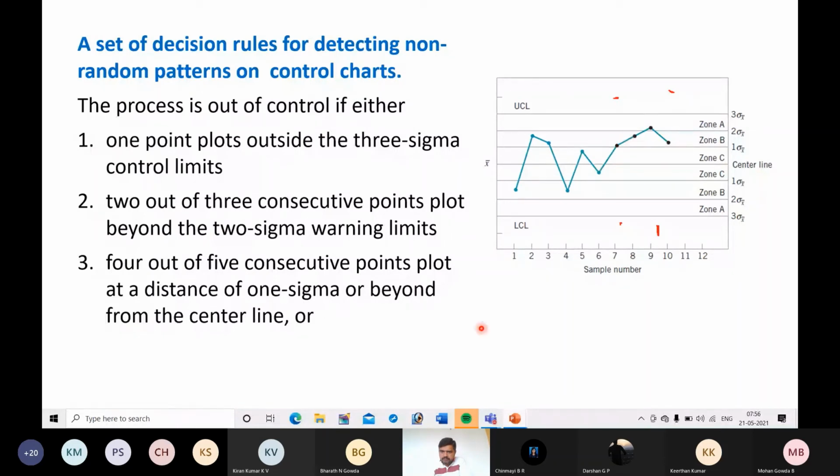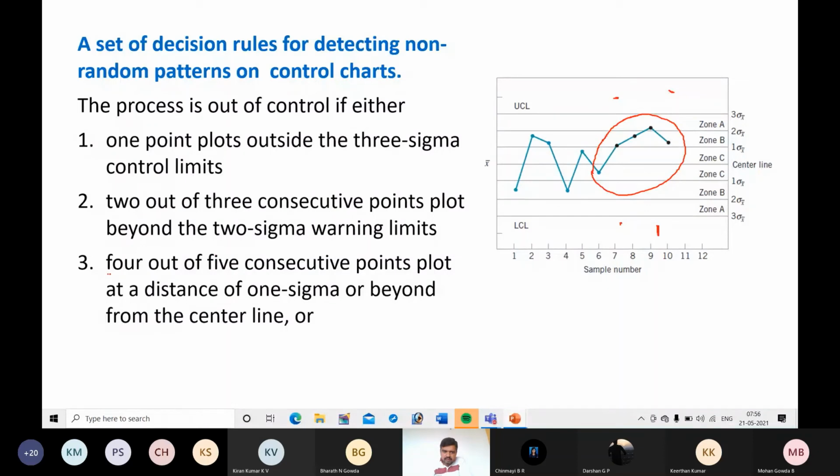So if you consider these 5, this is 1, 2, 3, 4, 5. Okay, 4 out of 5. Consecutive means one after the other. So you will start from here: 1, 2, 3, 4, 5 points. Out of these 5, 4 points are above this 1 sigma limit. That means we can apply this rule.